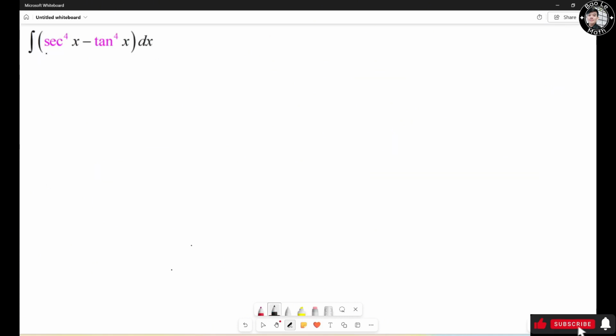The antiderivative of secant to the 4 of s minus tangent to the 4 of s ds. Alright, so we're going to apply the formula a squared minus b squared equals (a minus b) times (a plus b), right? This is a difference of 2 squares formula, right? So secant to the 4 turns out to be (secant squared of s) all together squared minus (tangent squared of s) all together squared ds, right? So I'm going to apply this formula.